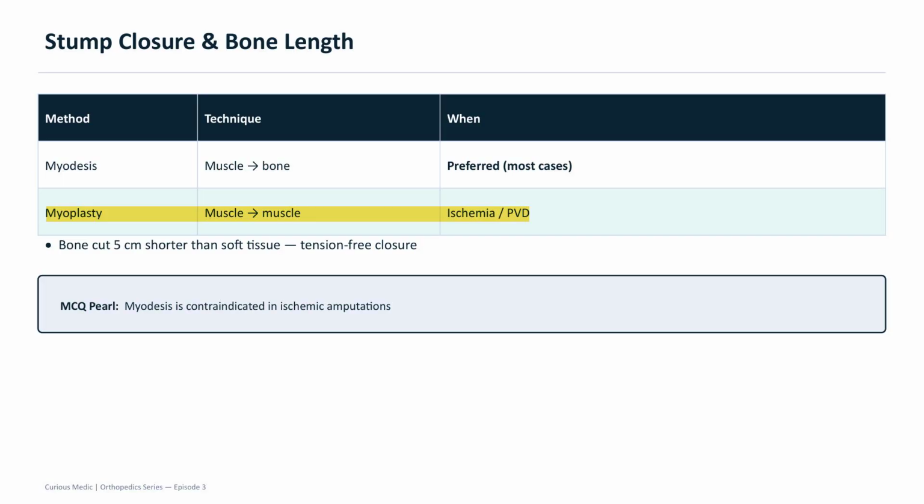So myodesis is preferred in most cases. Myoplasty is used for ischemia and PVD, and myodesis is contraindicated in ischemic amputations. The fourth principle is bone length.